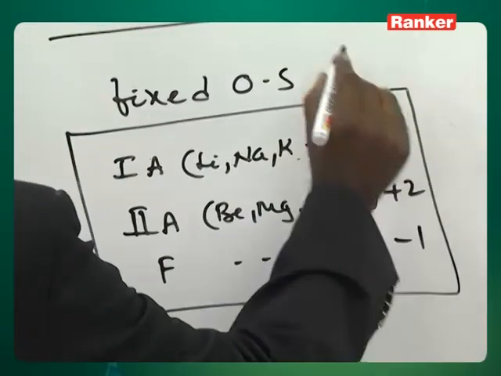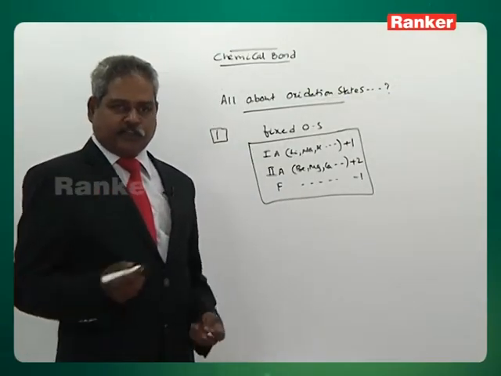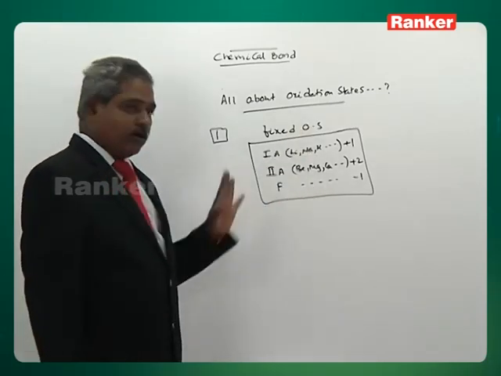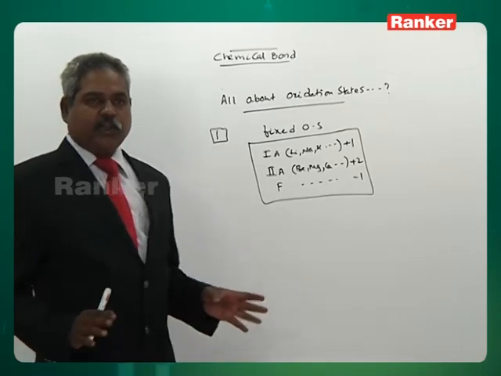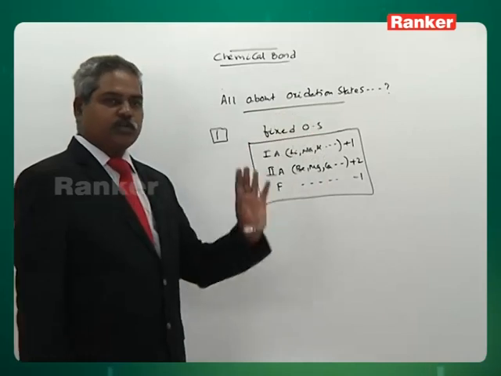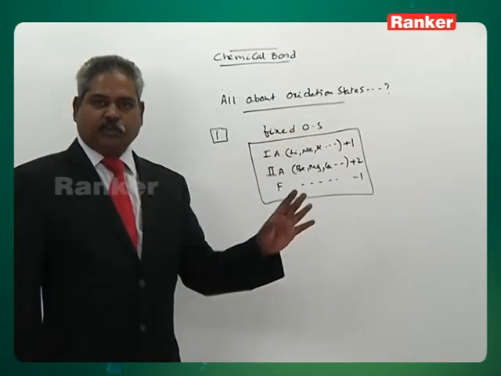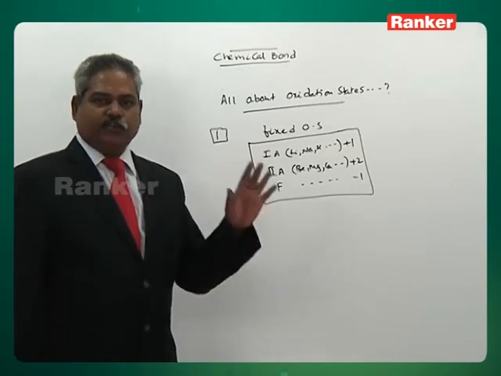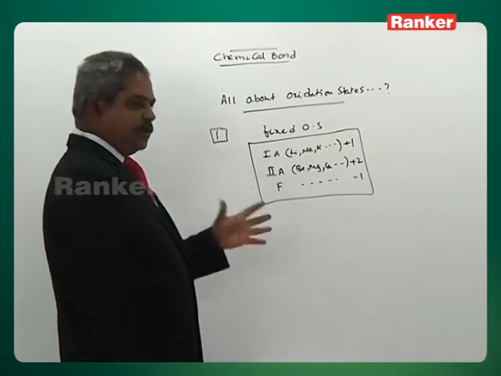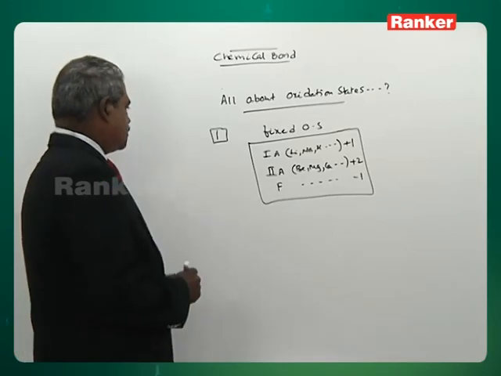That's all. And of course, there are 1 or 2 others like aluminium always plus 3, zinc always plus 2. But let us not make this list too long. First, realize that certain elements have fixed oxidation states, whereas certain elements don't. It's enough if you know 1A, 2A, fluorine, and a few others. Don't make this list too long, is a warning here. Now, this is the first rule.